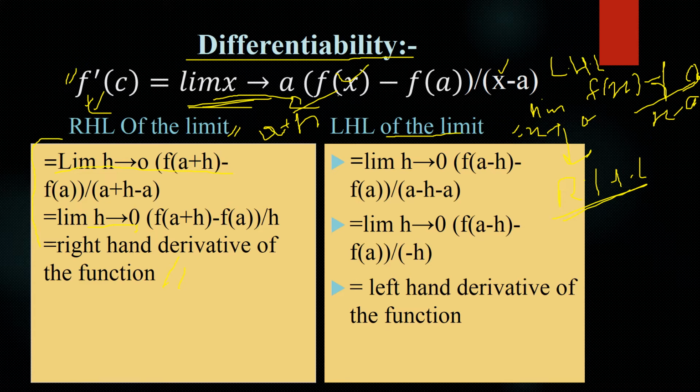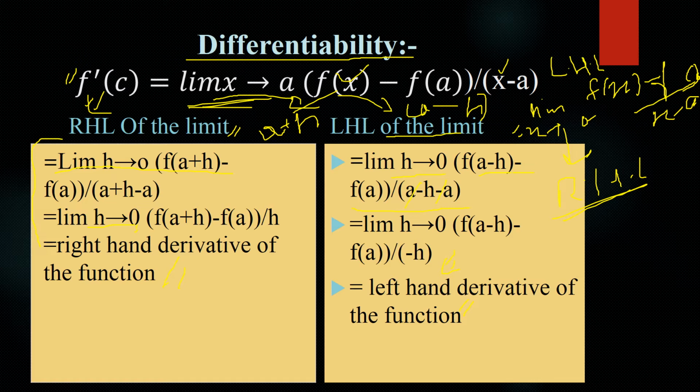Same as for the LHL, left hand limit, we put x equals to a minus h, because it is the left hand limit. Then limit h tends to 0 of f a minus h minus f a upon a minus h minus a. After solving this, we get limit h tends to 0 of f a minus h minus f a upon minus h, which is the left hand derivative of the function. So here we conclude that a function is differentiable if this limit exists and is finite.